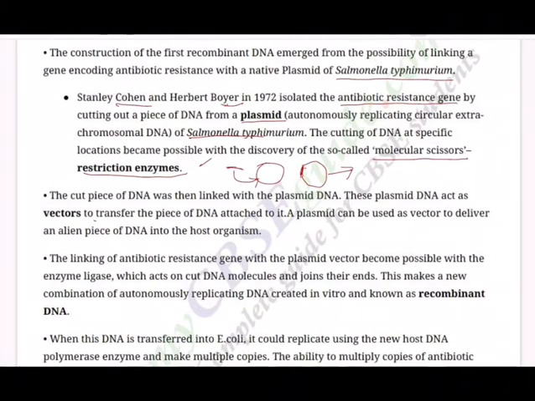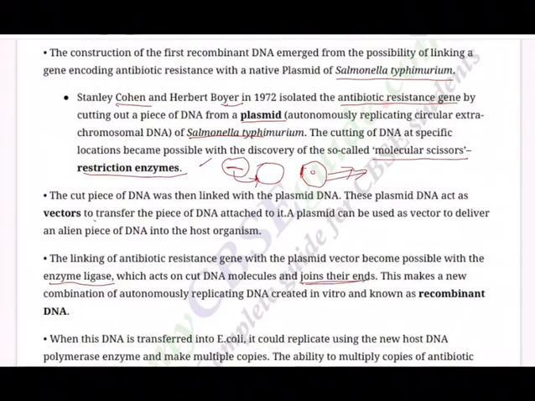A plasmid can be used as a vector to deliver an alien piece of DNA into the host. The piece itself can't go into a host, but when it is attached to the plasmid, the entire plasmid can be made to enter the host. Then it gets multiplied. The linking of the antibiotic resistance gene with the plasmid vector became possible with the enzyme ligase, which acts on cut DNA molecules.